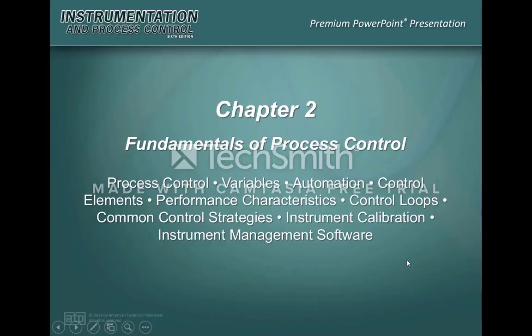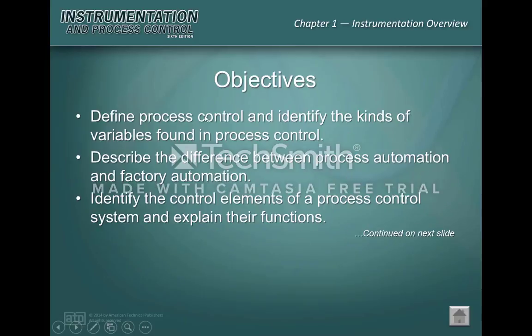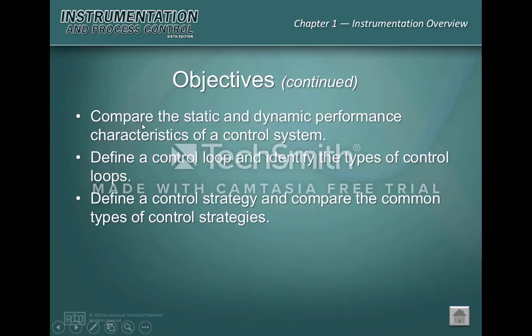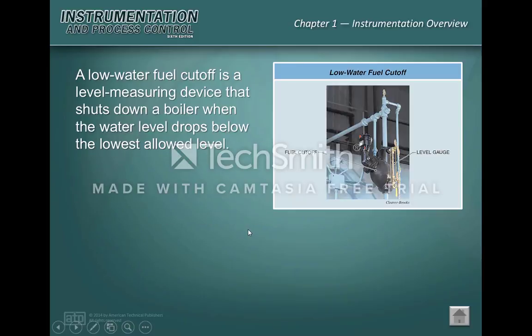Chapter 2 is fundamentals of process control. We're going to define process control and identify the kinds of variables found in process control, the difference between process automation and factory automation, identify the control elements of a process control system and explain their functions. Static and dynamic performance characteristics of a control system. You should know what these two words mean by now. Define a control loop and identify the types of control loops, and define a control strategy. Compare the common types of control strategies.